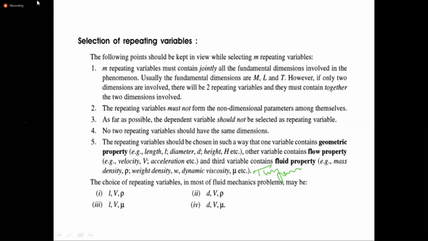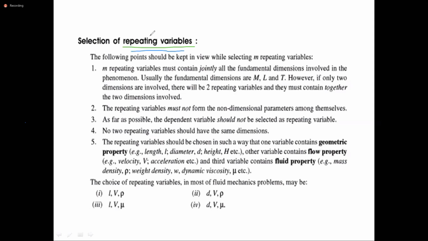For example, if I don't consider temperature and energy, and I'm considering only the remaining three properties: geometric property, flow property, and fluid property. So selection of repeating variables is important in the pi theorem. Okay, selection of repeating variables is important.